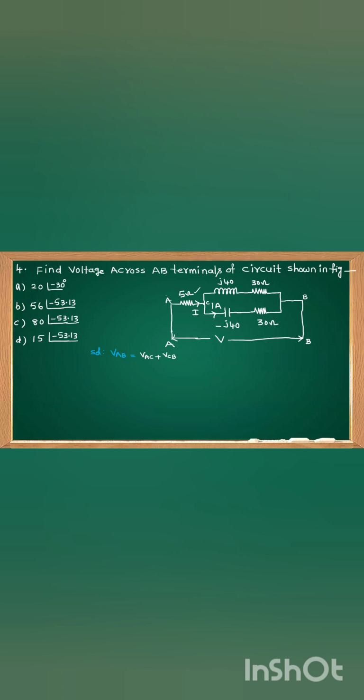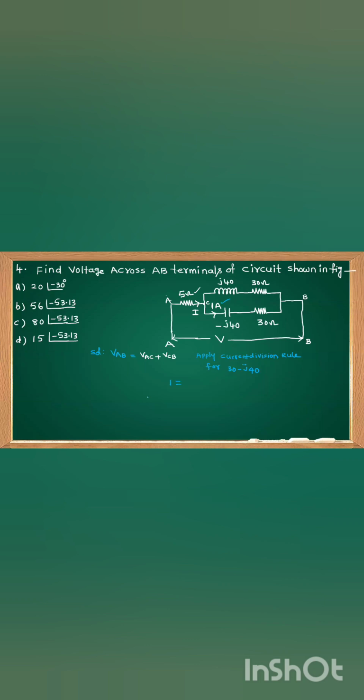To find VAC, I have to find the I value. Then how to find the I value? To calculate the I value, this current is given as 1 ampere. Then apply the current division rule for 30 minus J40. You have to apply the current division rule across 30 minus J40. Then what is this current, friends?